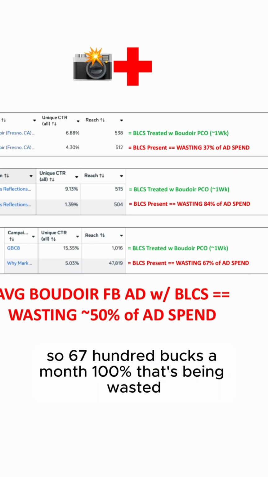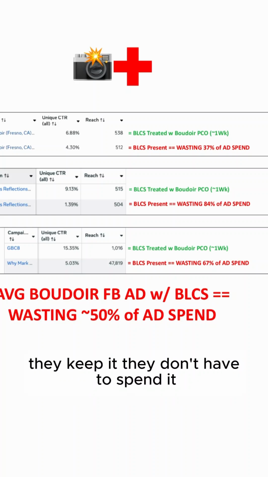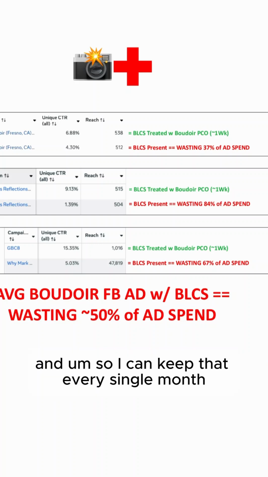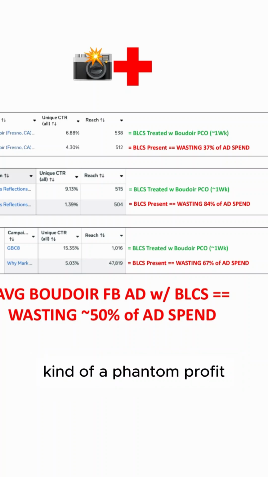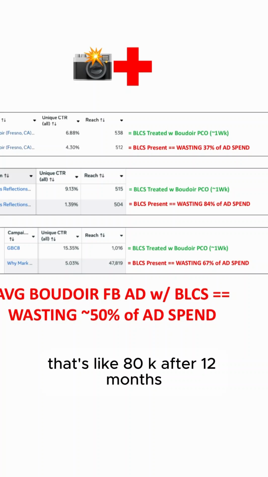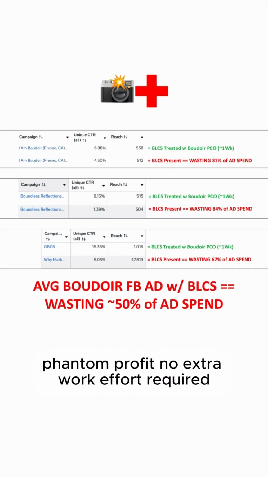So $6,700 a month, 100% ads being wasted. Now they pocket it, they keep it. They don't have to spend it. They don't have to give it to the Zuck, and so they can keep that every single month, kind of a phantom profit. That's like 80K after 12 months. Phantom profit, no extra effort required.